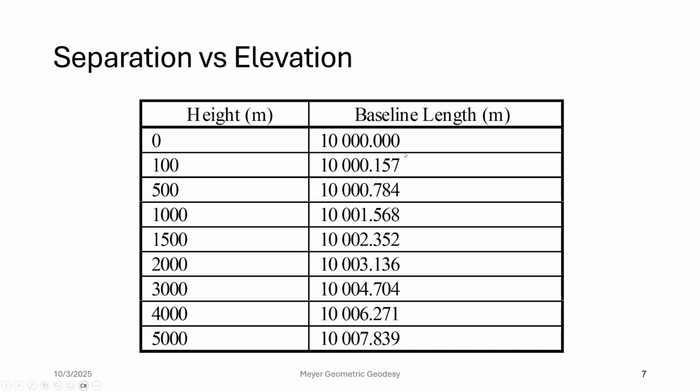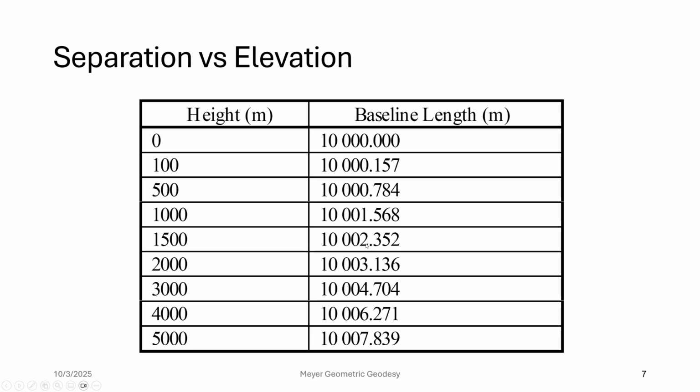This is not chump change. That's a major increase in the length of this line, and that's for an increase of height of nearly 100 meters. Albuquerque at some 5,000 feet is between 1,500 to 2,000 meters. If we went the lesser of those two, this line would have increased by 2.352 meters. So this means if I'm up in Albuquerque and I measure a baseline that's 10,002.352 meters long, the equivalent distance on the ellipsoid is exactly 10 kilometers.